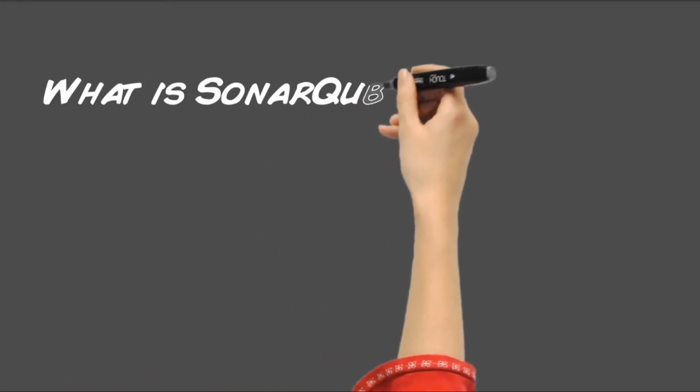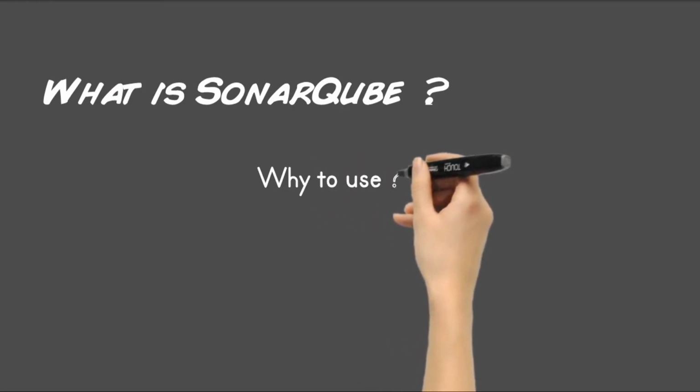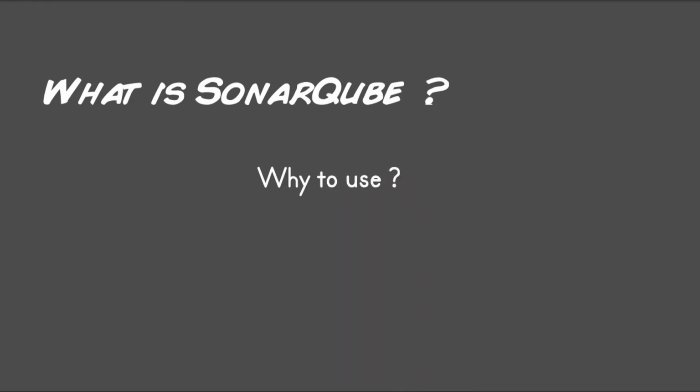What is SonarQube and why do we need to use it? SonarQube, formerly known as Sonar, is an open-source platform developed by SonarSource for continuous inspection of code quality, to perform automatic reviews with static analysis of code to detect bugs, code smells, and security vulnerabilities in 20-plus programming languages.